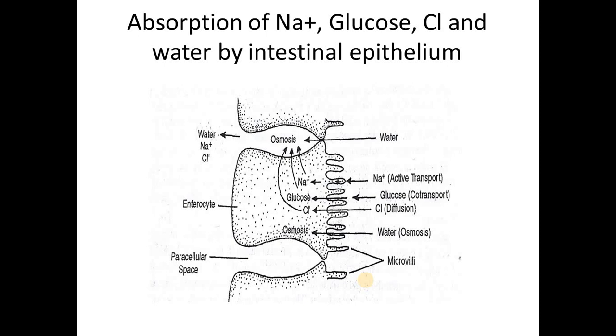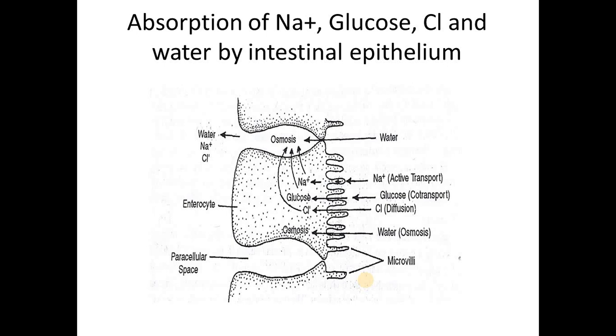And when you come to the absorption of the proteins, most of the amino acids are absorbed through the sodium co-transport mechanism, and a few are picked up through facilitated diffusion. And also the absorption of glucose, sodium, calcium and water by the intestinal epithelium.